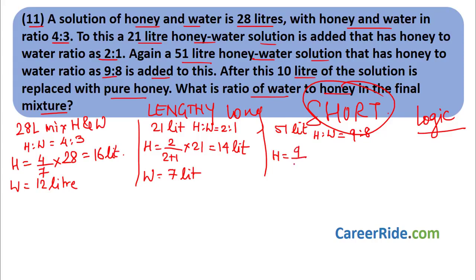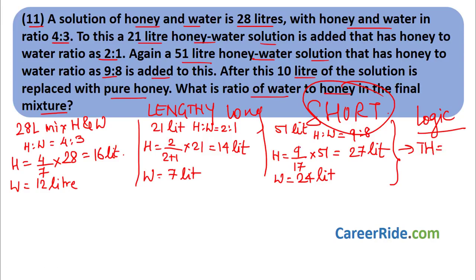9 upon 9 plus 8 is 17, into 51. So 9 3s are 27 liters is the honey. How much is the water? It would be 24 liters. Okay, after this, how much is the total honey in the mixture now?